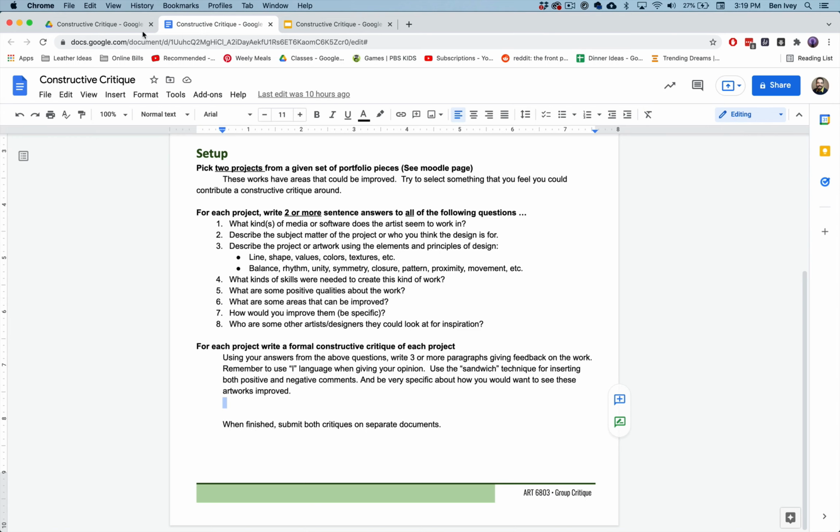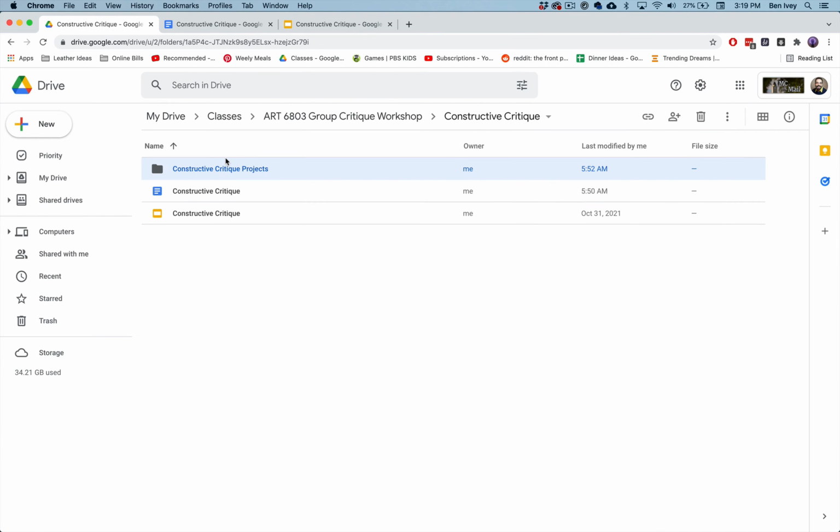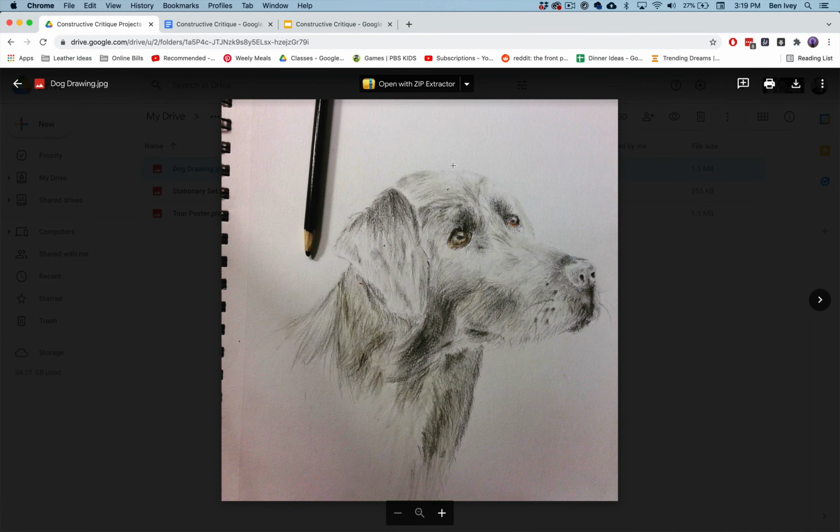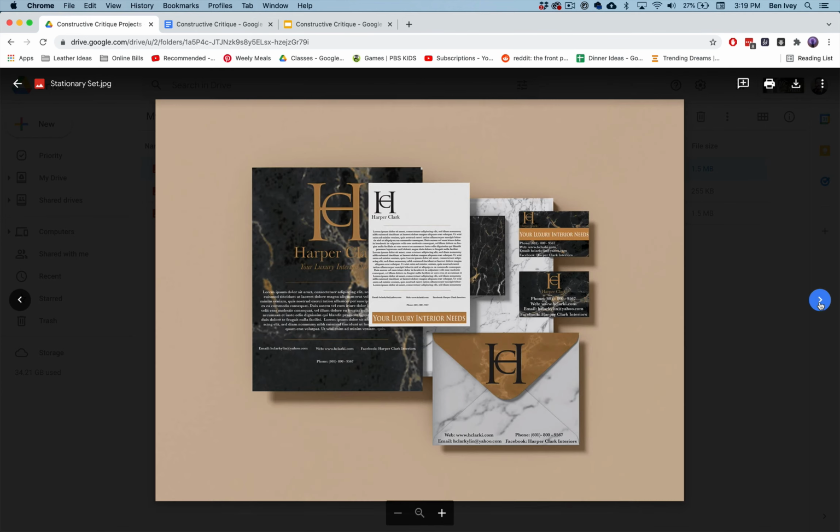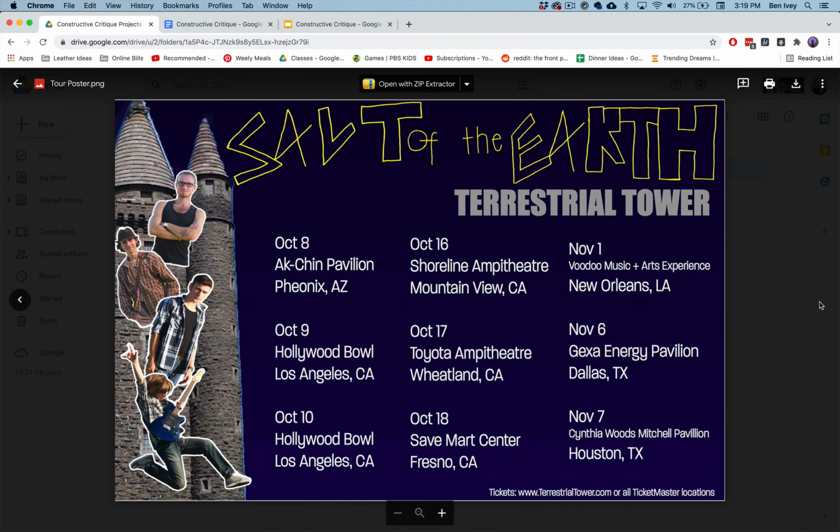Let's have a look at some of the artwork that you're going to be critiquing. I'm going to give you 3 different things to choose from. Remember, you only need to pick 2. First is a simple drawing of a dog. Next is a stationery set. And then finally, there is a poster for a traveling music group.